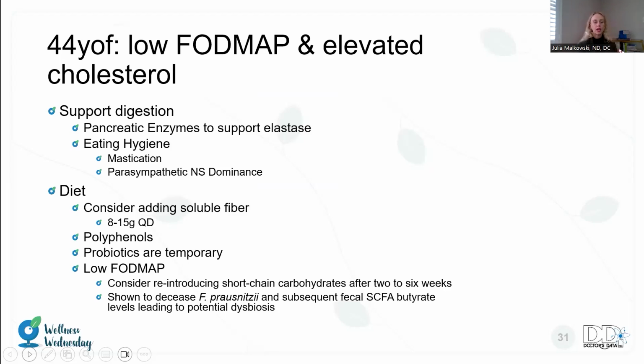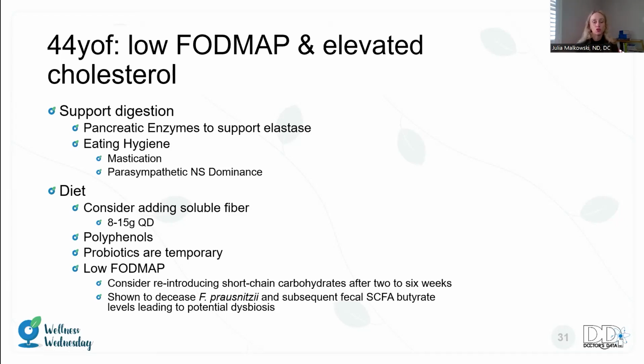For this individual's diet, we want to add soluble fiber. I know they're on the low FODMAP diet, but when you are avoiding those foods, you do end up starving the healthy bacteria, such as Faecalibacterium prausnitzii, which we saw was too low for this individual. When Faecalibacterium prausnitzii is too low, you will end up with lower fecal short-chain fatty acid butyrate production, and that's happening for this individual. So we want to remediate that low FODMAP diet.